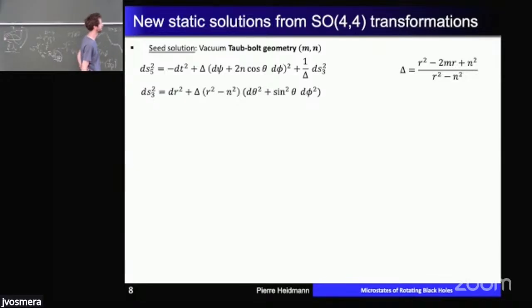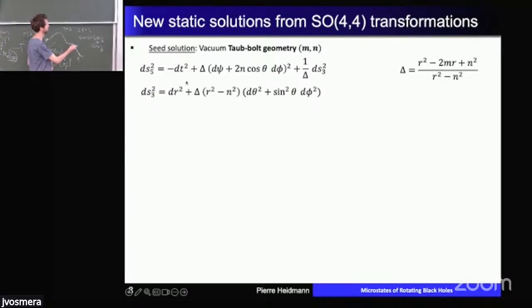Okay, so I will not do the inverse scattering method, but I will do this SO(4,4) transformation and show how it can work. The idea is you need to start with a seed solution. The best example of a seed solution we can think of in 5D is a vacuum solution, simpler. And here we'll take the Taub-bolt geometry.